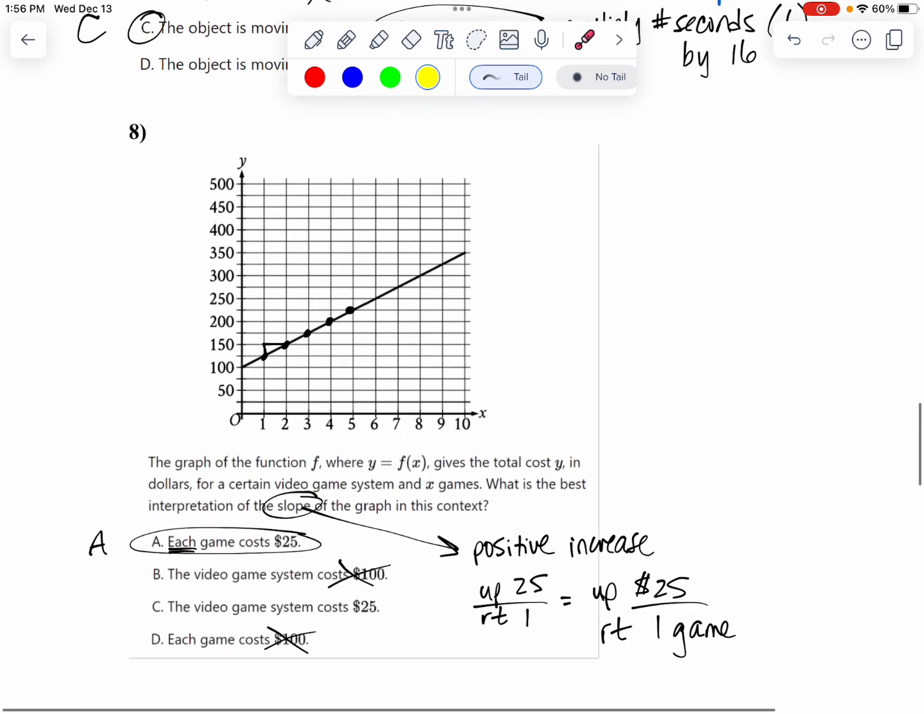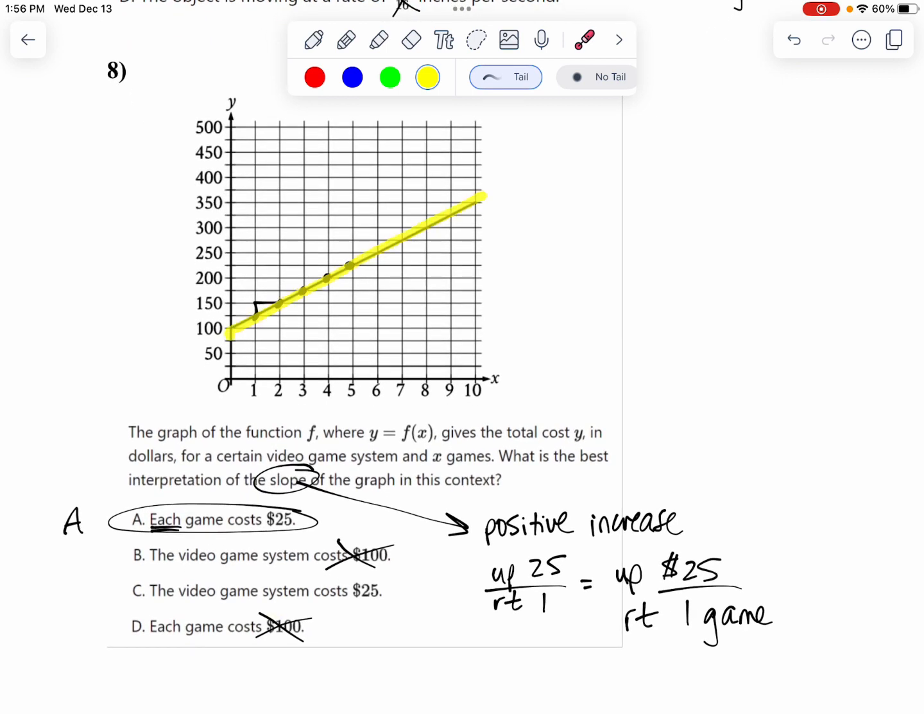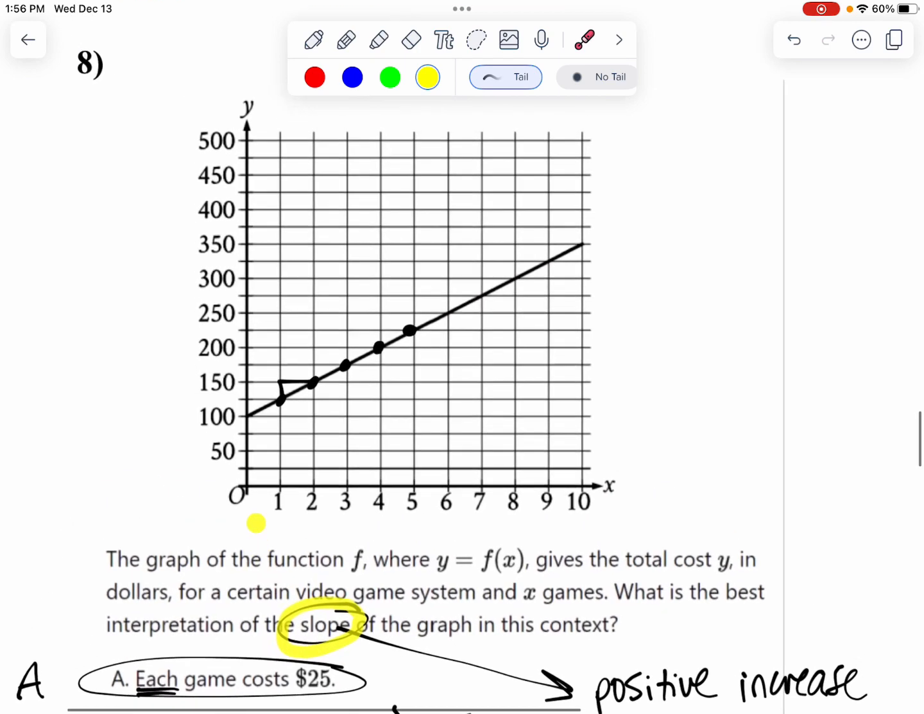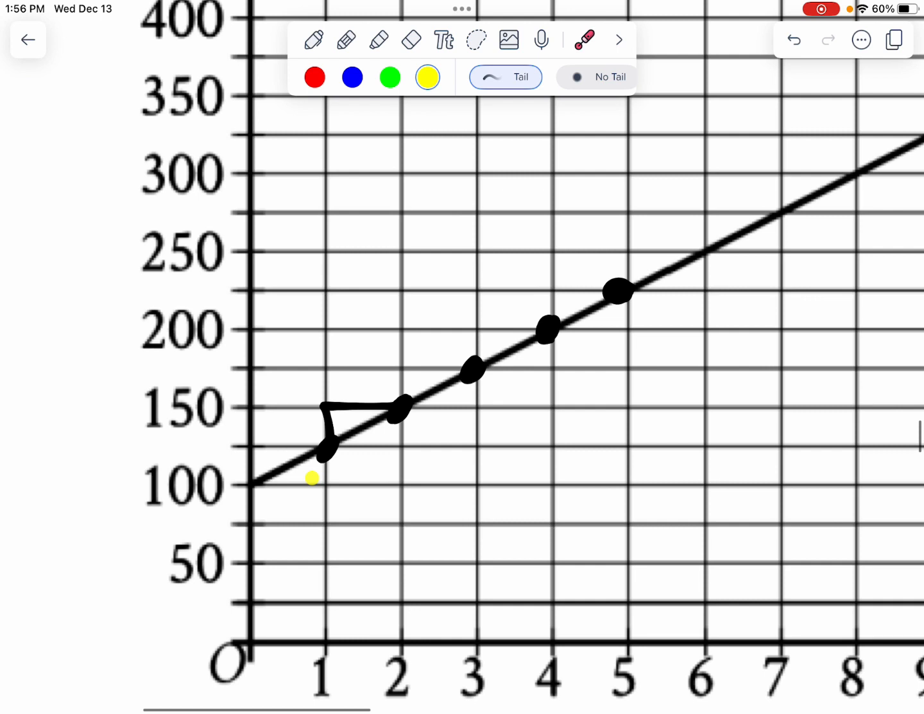All right, we've got two more. Here's another graph that we need to look at. And we have an equation that has been graphed here. It is a linear function, and it's asking again about the slope. So you can see that I zoomed in right here, and I did the slope from this point to this point, and it looks like I went up 1 box and over 1 box.